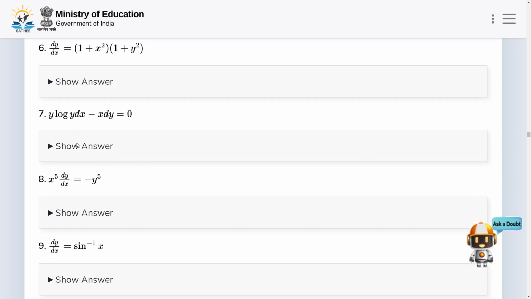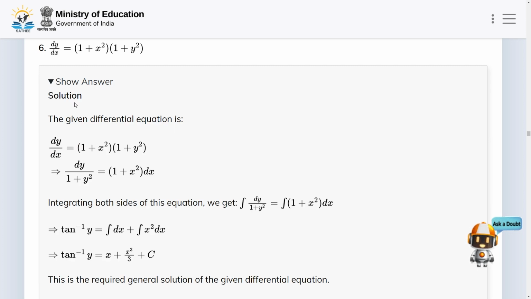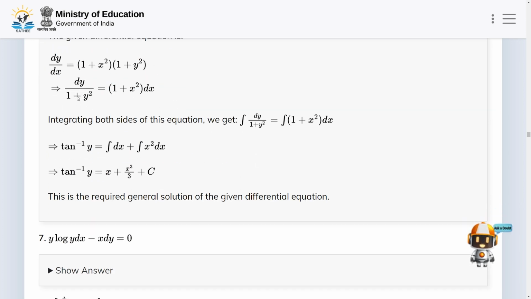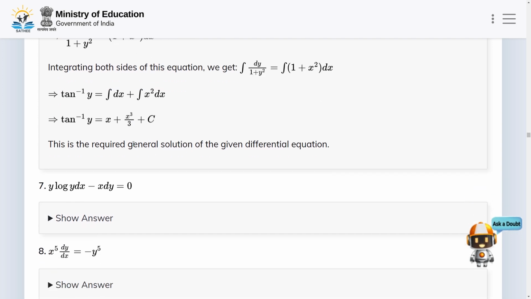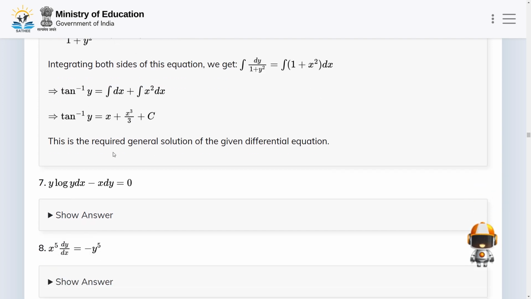Now sixth problem. 1 plus x square, 1 plus y square. Clear? Okay. Now this can be rewritten as, just separate them, you will have dy divided by 1 plus y square is equal to 1 plus x square dx. Integration of this will be tan inverse y, that's it. And integration for this will be x plus x cube by 3 plus some constant. This will be your required general solution of the given differential equation.